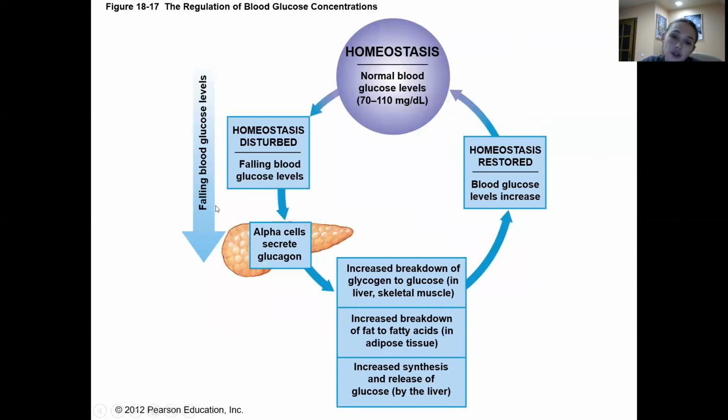So, as we said, with a falling blood glucose level, alpha cells will secrete glucagon. Glucagon is responsible for increasing breakdown of glycogen to glucose in the liver and skeletal muscles, increasing breakdown of fatty acids in adipose tissue, and increasing synthesis and release of glucose by the liver. As a result, the level of glucose is going to increase.